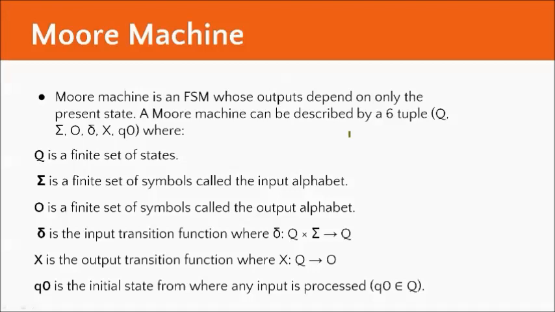Next is the Moore machine. It is an FSM, or finite state machine, whose output depends only on the present state. A Moore machine is also described by a 6-tuple notation, wherein you include the states, the input alphabet, the output alphabet, the transition function, the output of the transition function, and the initial state. So this is for the Moore machine.